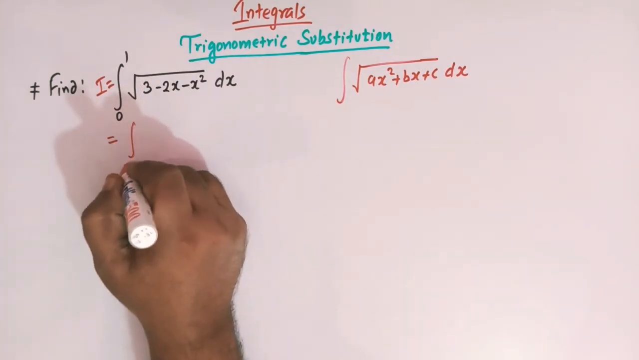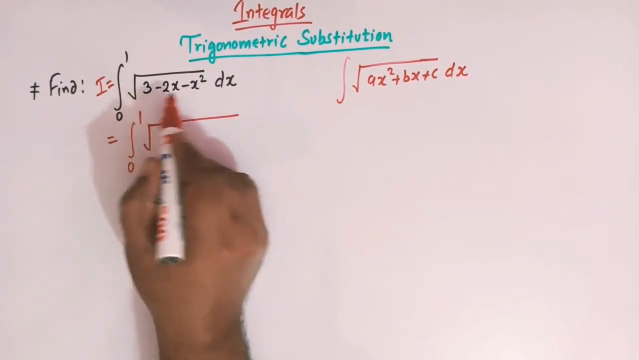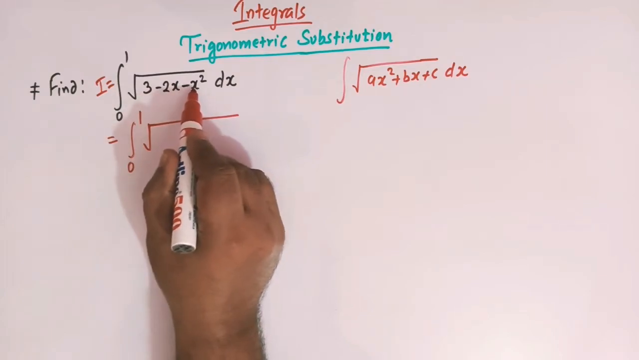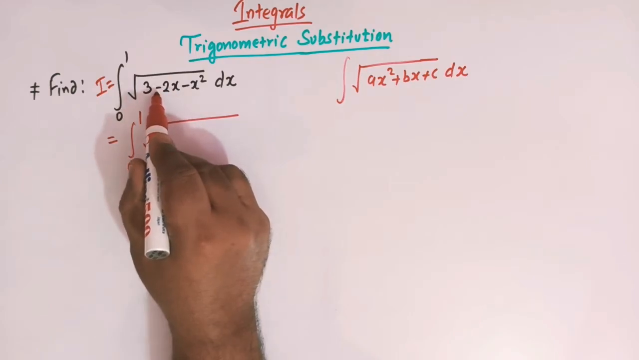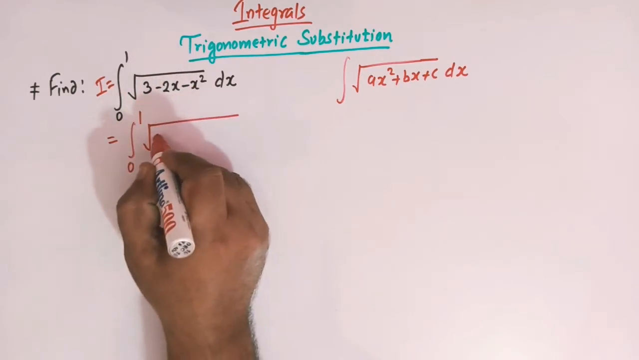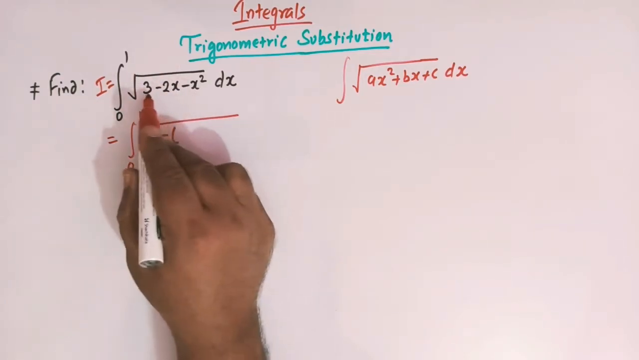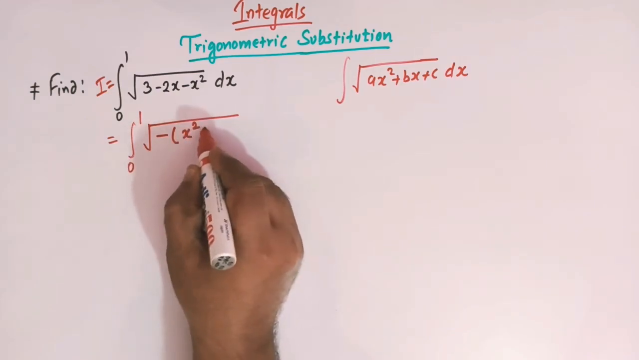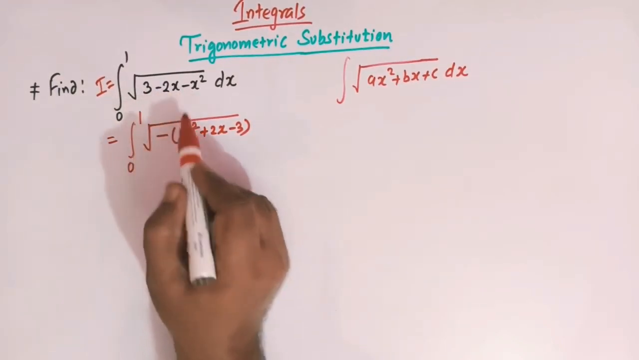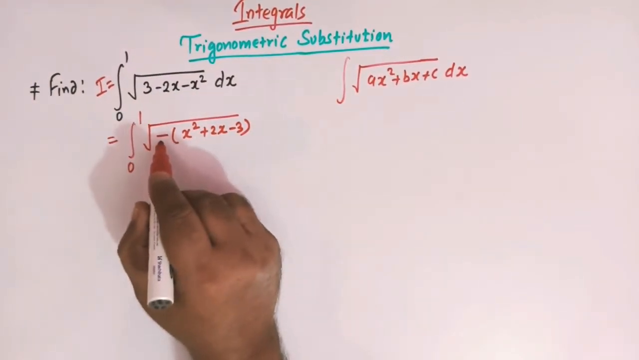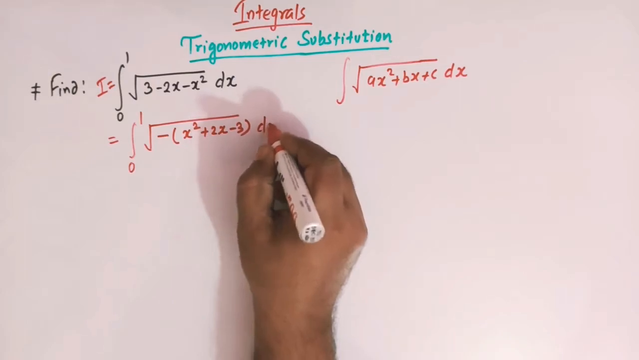So what we will do, we'll write it like this: 0 to 1 square root of. Here we have the coefficient of x square as minus 1, and here the coefficient of x is negative 2. So let us take the negative sign outside this bracket. So we have x square plus 2x minus 3, right? So we can write this expression like this by taking the negative sign outside this expression, right? So here we have dx.